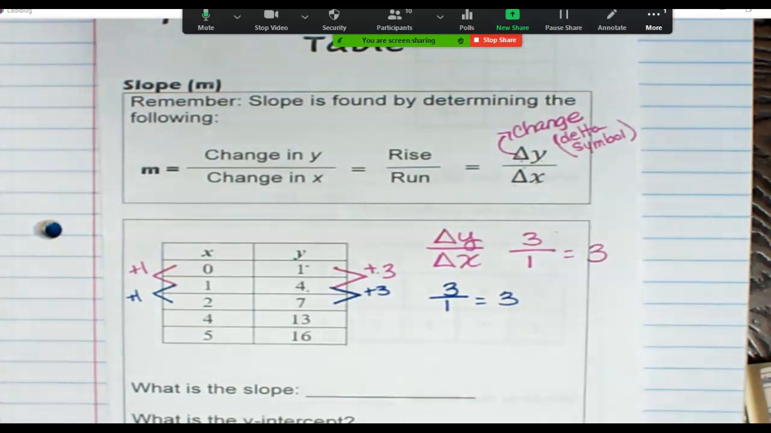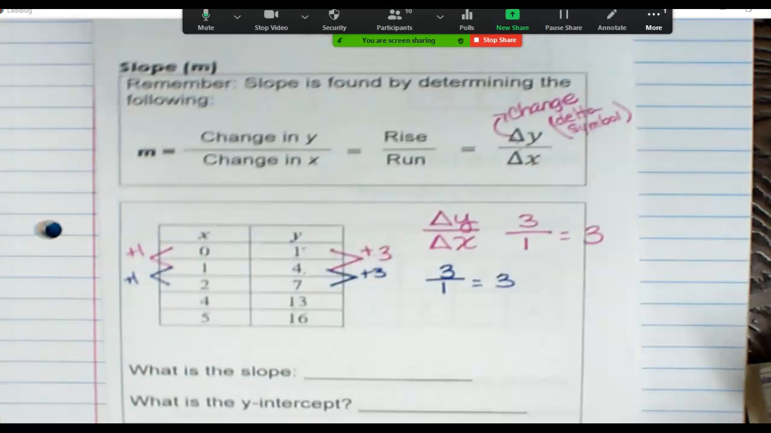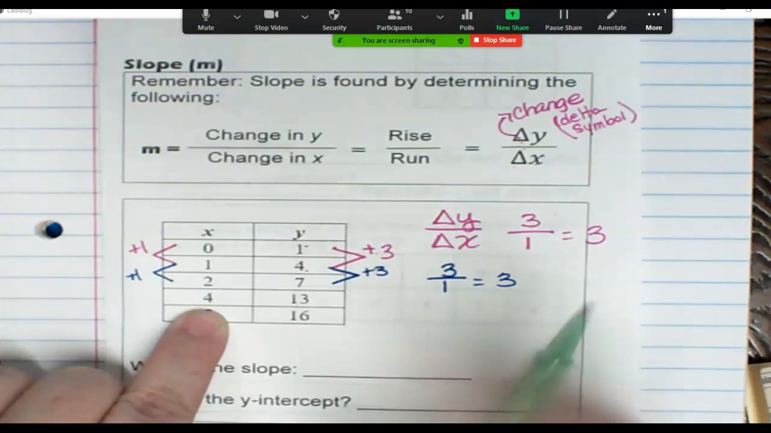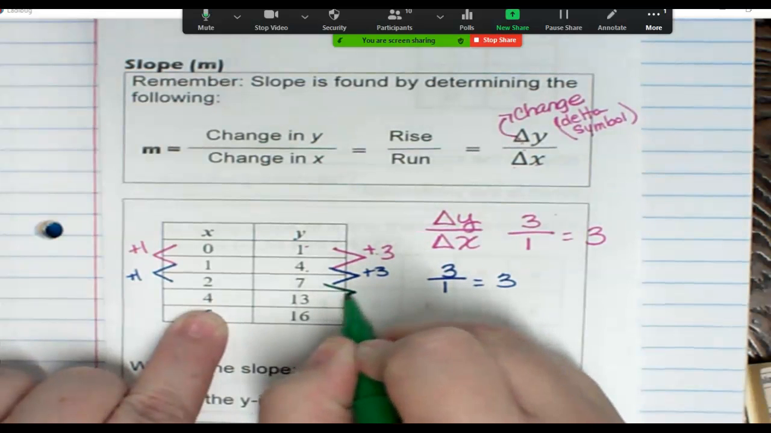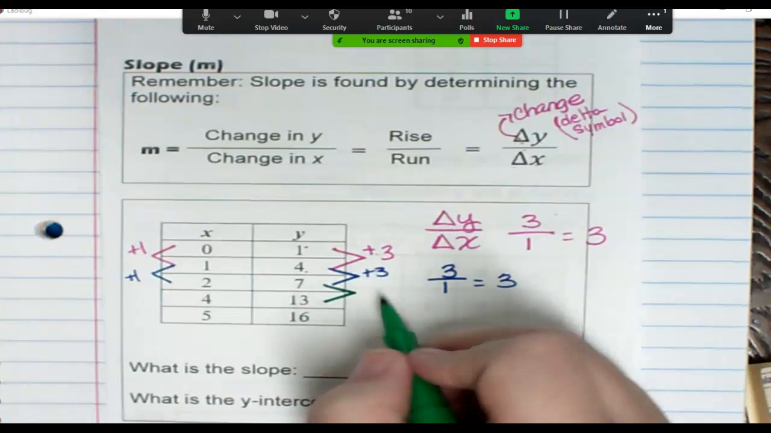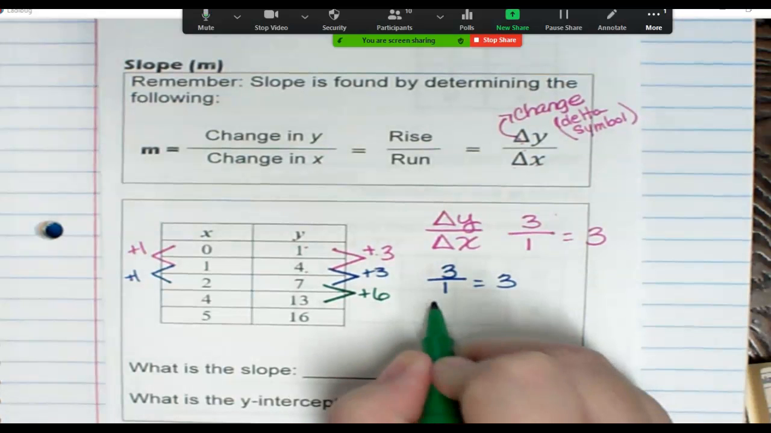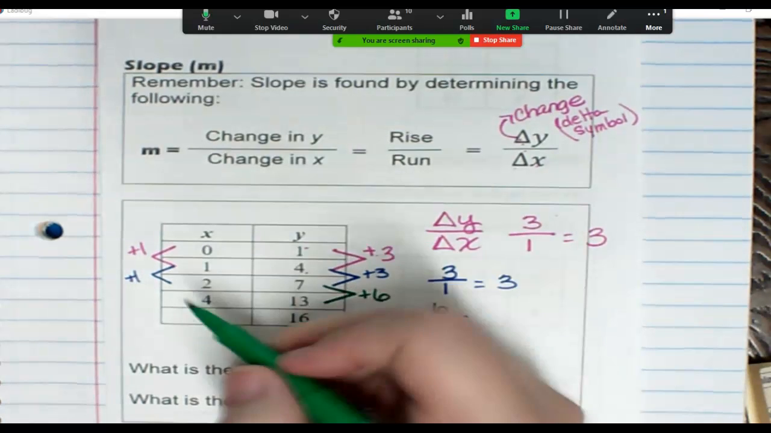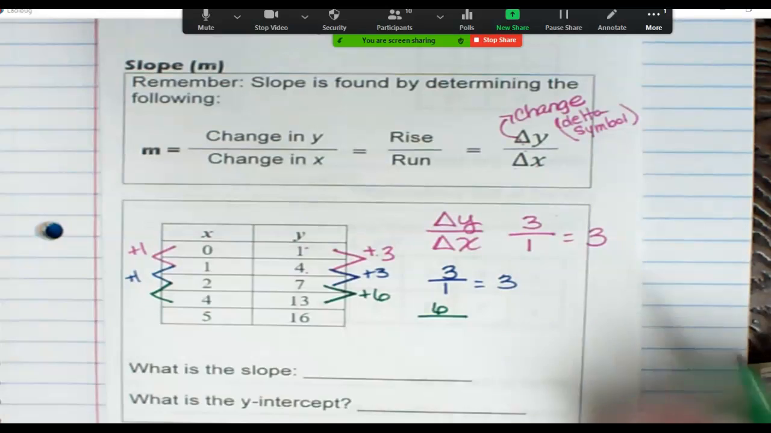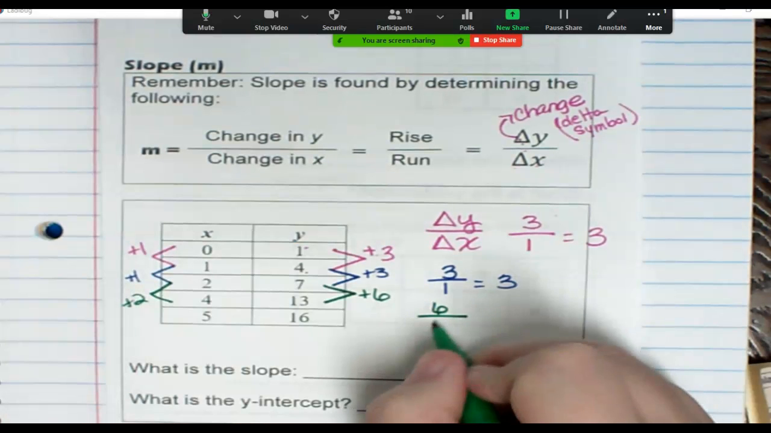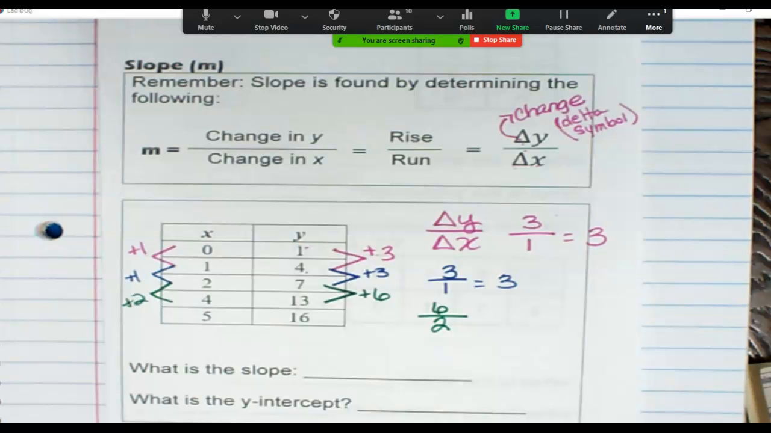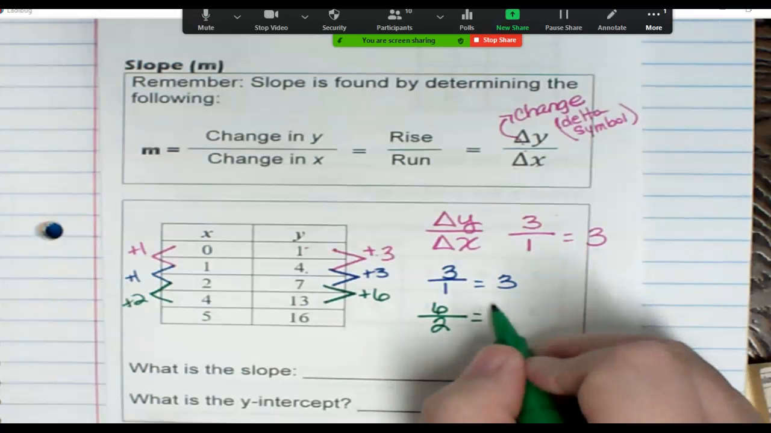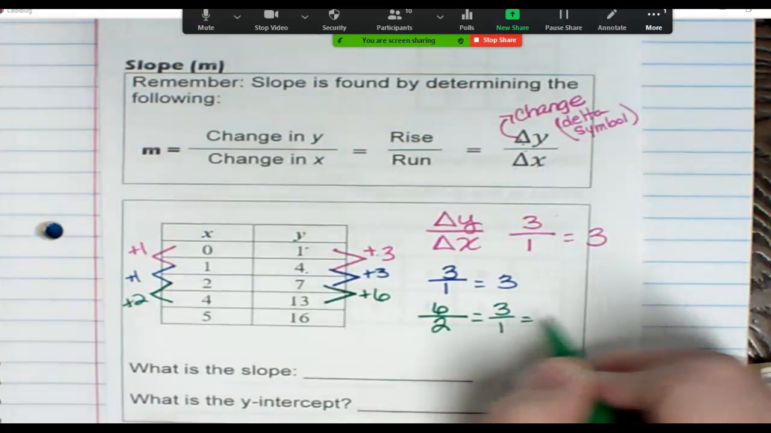But now look what happens in the next set of values. What if I want to use the ordered pairs 2, 7 and 4, 13? How is my y value changing from 7 to 13? We're adding 6. So my change in y value here is 6. Well, what's my change in x values for those 2 points? Plus 2. So 6 over 2. Can I simplify that? What is that going to simplify to? 3 over 1, which simplifies to 3.